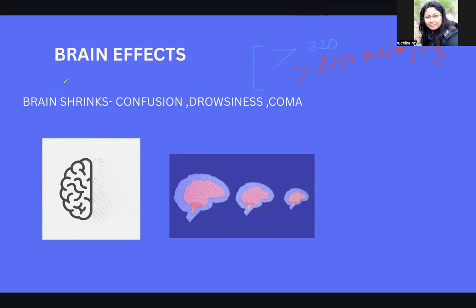The brain shrinks, with confusion, drowsiness, and coma. So this is the hyperosmolar state. It is an acute emergency.